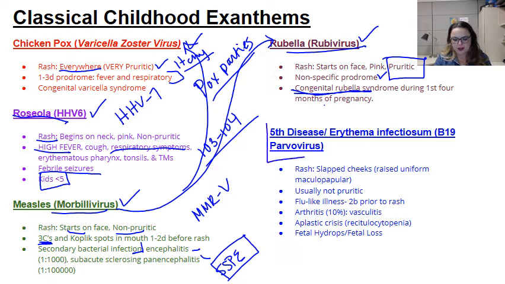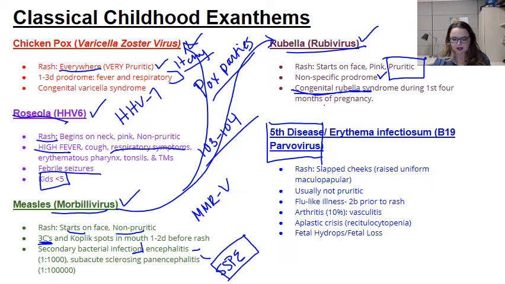The last one is one that we haven't talked about yet. That's fifth disease. Fifth disease is sometimes known as hand slap or slap cheek syndrome. It's called fifth disease because it was classically the fifth childhood exanthem. So it has a lot of different names to it, but the most common thought of is slap cheek syndrome because literally the rash looks like somebody slapped these poor kids across their cheeks.